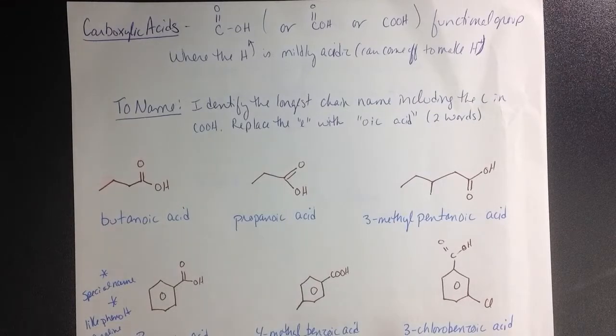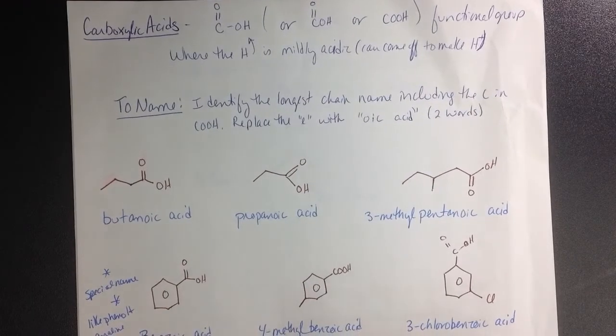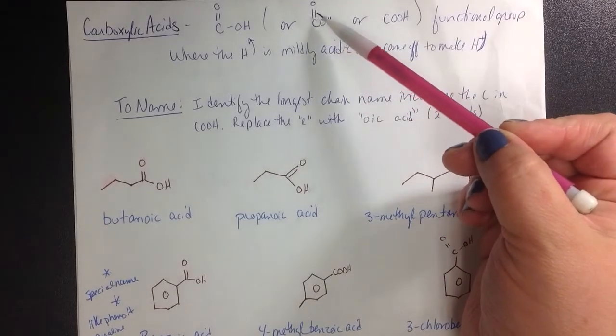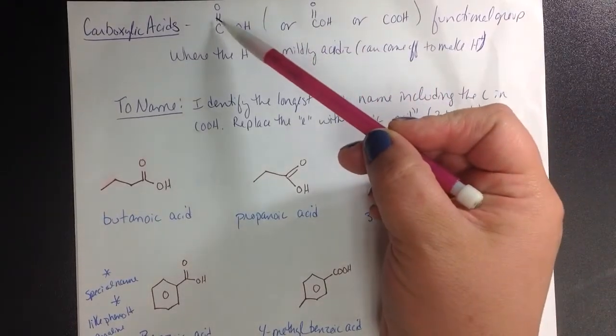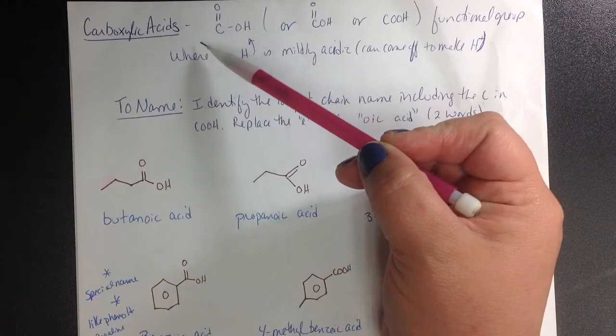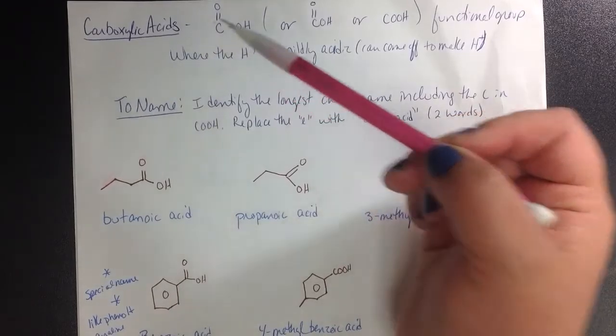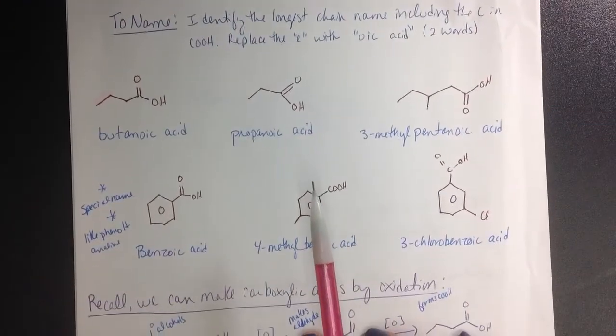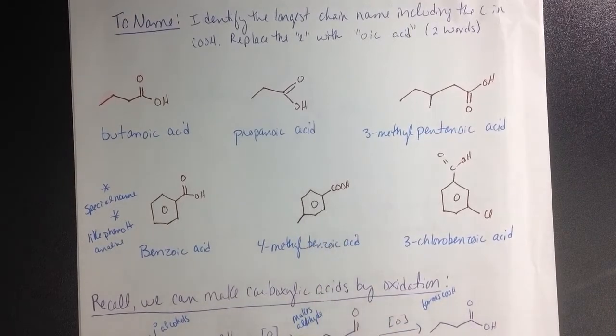To name these, realize that it has to come at the end of a chain because that carbon already has 1, 2, 3 bonds. See? 1, 2, 3. So it's really only connected to one other carbon. But we remove the E from the chain name and replace it with oic acid. And those are two separate words.